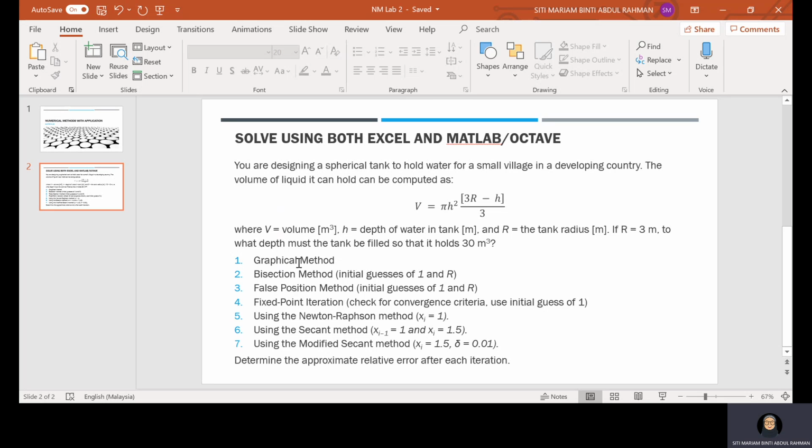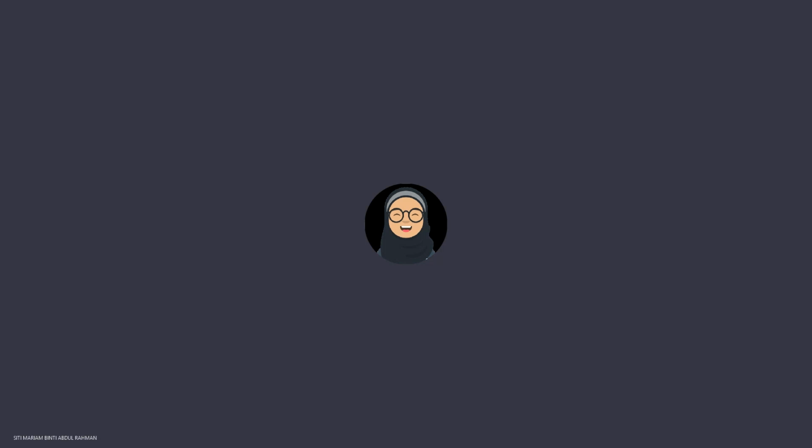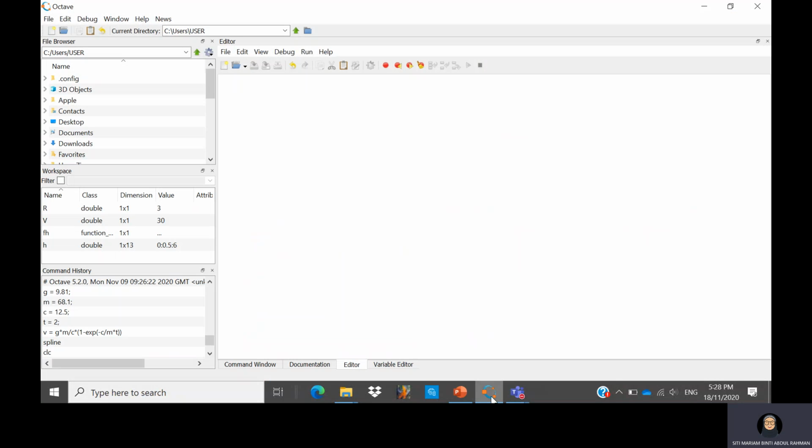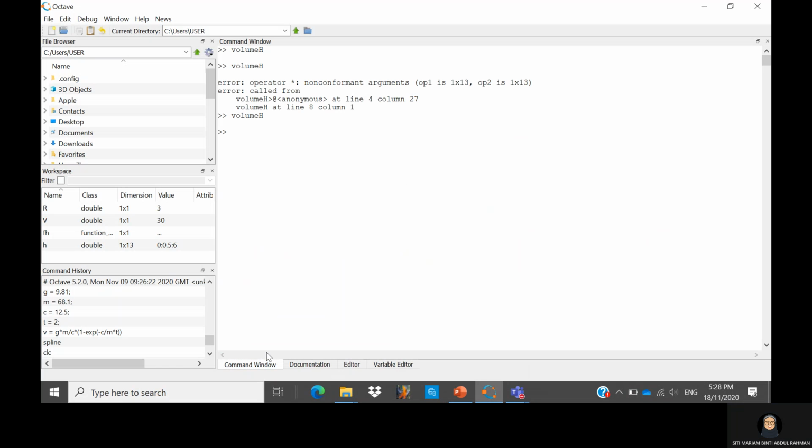I'm going to guide you step by step on how to solve it using the graphical method in Octave. And later on, you're going to complete your assignment by using one of the methods that is assigned to you. I'm going to share my screen because I'm going to go back and forth to Octave.